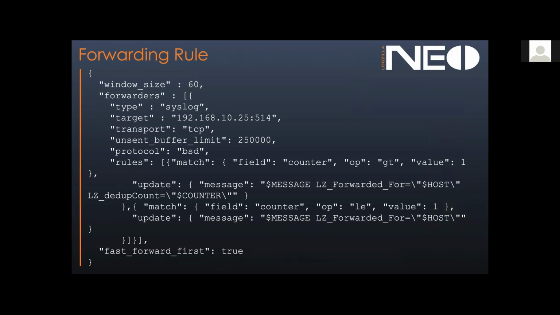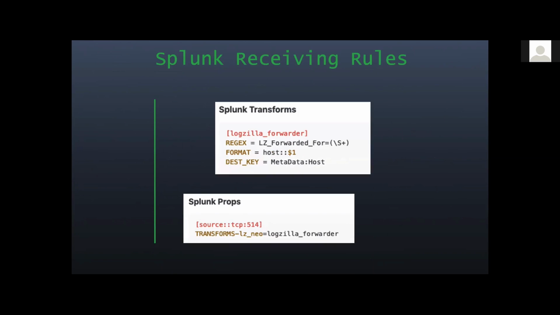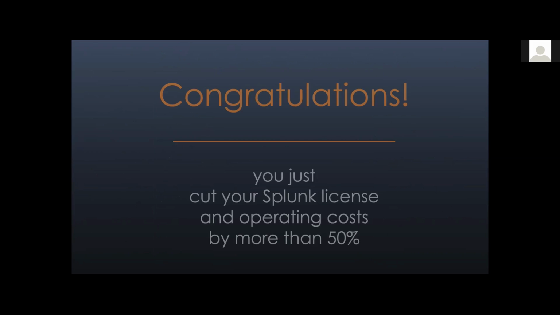So then on the LogZilla side, it's as simple as setting up a forwarder. Out of the box, it does the deduplication, it does all the work. Everything's already pre-configured other than the forwarder, and you can see here it's a simple set the type, set the destination, the transport. You can set a buffer limit, so if the Splunk server goes down, it'll buffer it, and that's it. On the Splunk side, again, very easy to do. Add this to your Splunk transforms and props files, and you're good to go. And now you just saved your operating costs quite a bit, right?